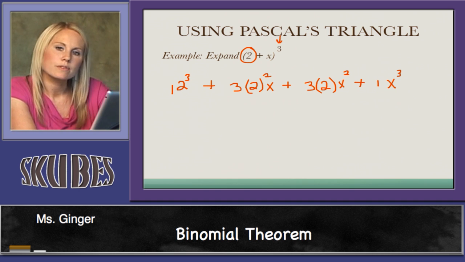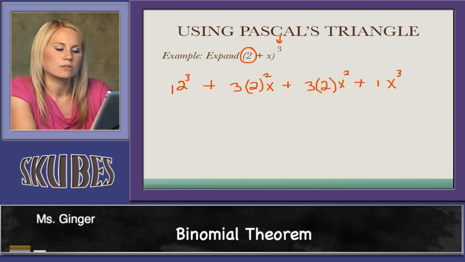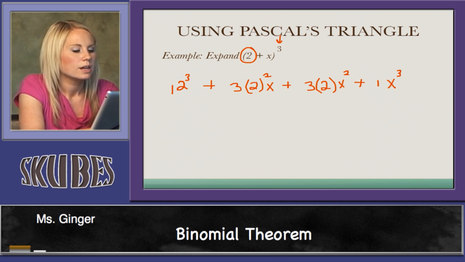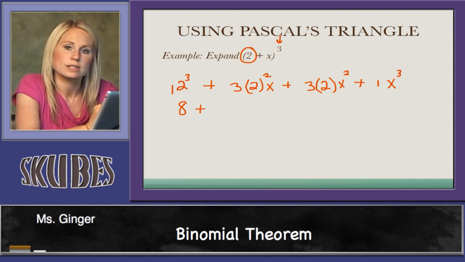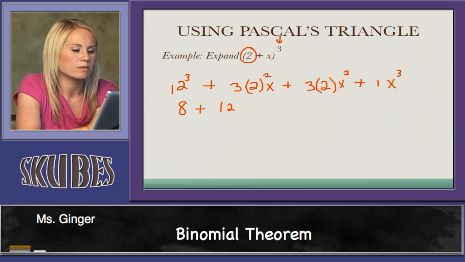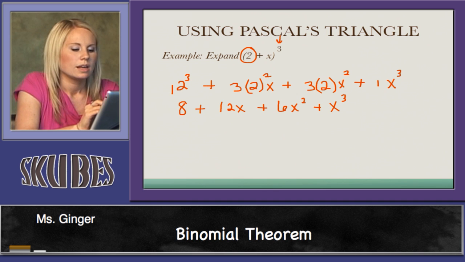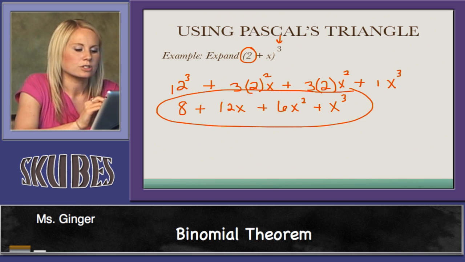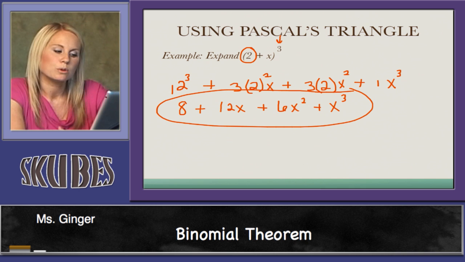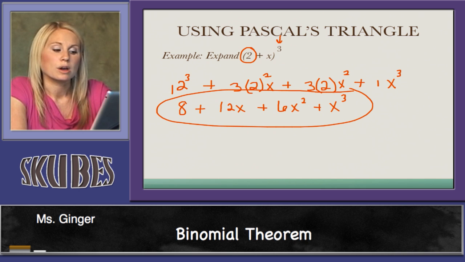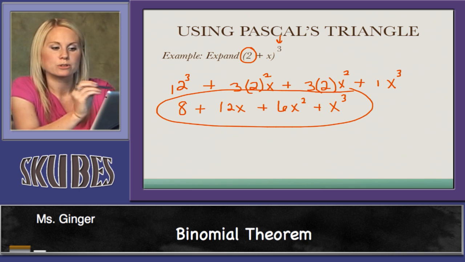And you just want to simplify if you do have things that can come together, such as these products of numbers. So let's do that next. 2 cubed gives me 8. 3 times 2 squared is 3 times 4. That gives me 12. 3 times 2 gives me 6. And my last term is just an x cubed. And here's our polynomial expression. And if you wanted to put that in standard form, you could rearrange it going from greatest to least for your powers.